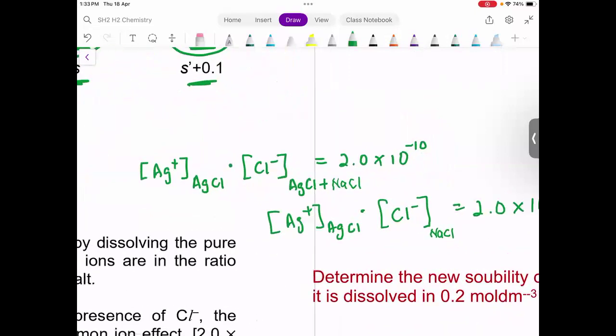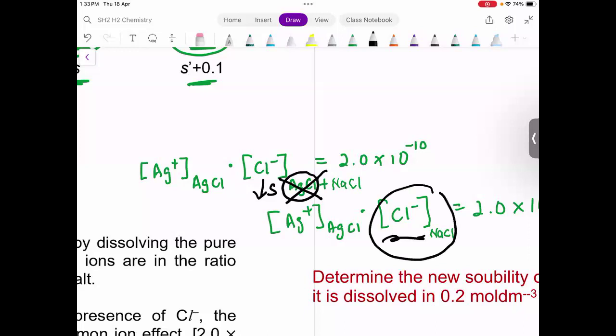Okay, I need you to recognize this. Then after which, you have to know that since this is sparingly soluble, the solubility will drop. So the contribution by your silver chloride becomes negligible. Therefore, when you substitute this in, this is totally coming from your sodium chloride.